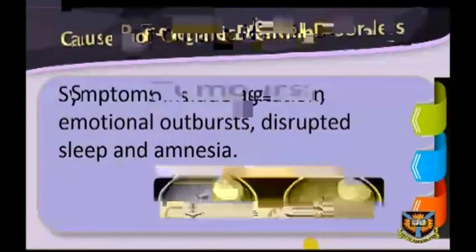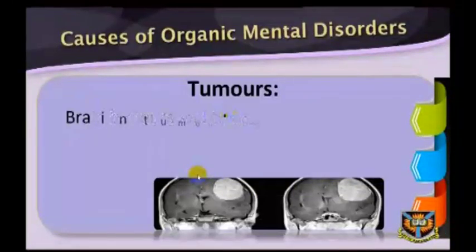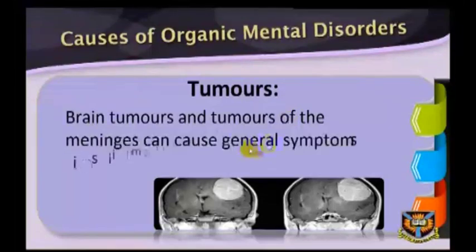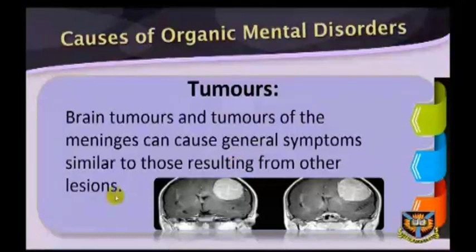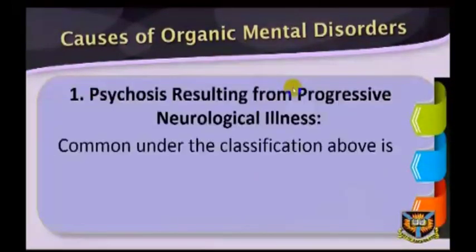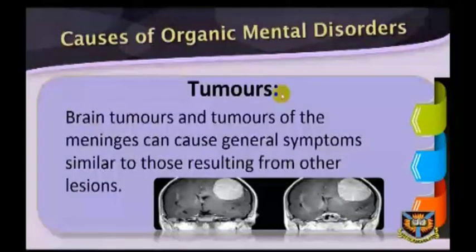Tumors. Brain tumors and tumors of the meninges can cause general symptoms similar to those resulting from other lesions. Abnormal behavior associated with brain tumors include speech disturbances and various personality changes and psychotic features found in chronic brain syndrome.